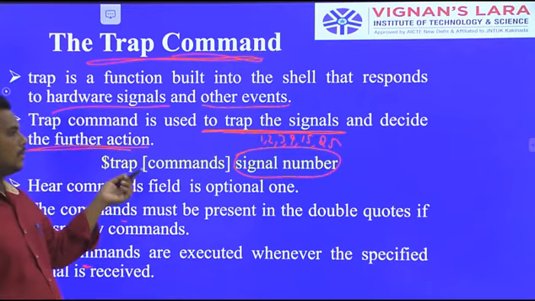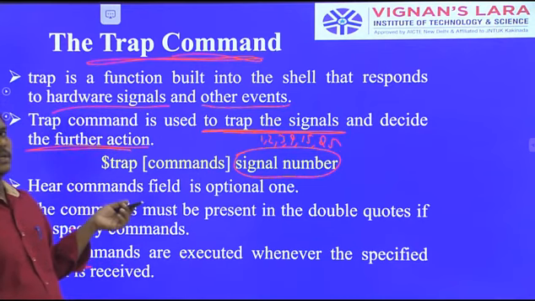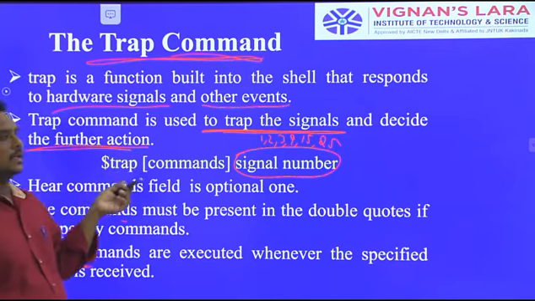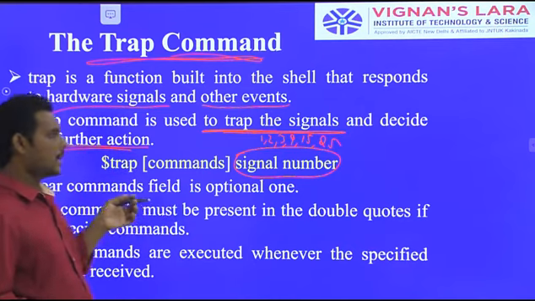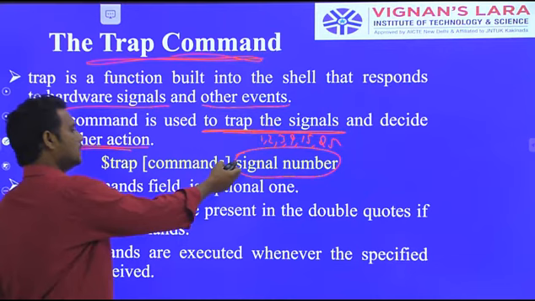Signal number 1 is hang up. Signal number 2 is interrupt. Signal number 3 is term. Signal number 9 is kill. So we can use the signal number here.